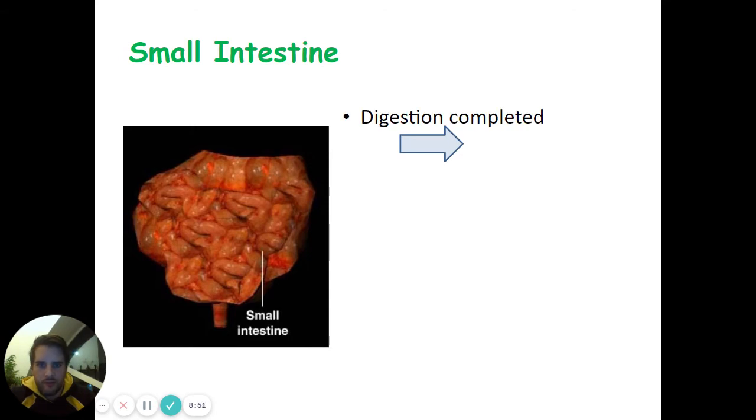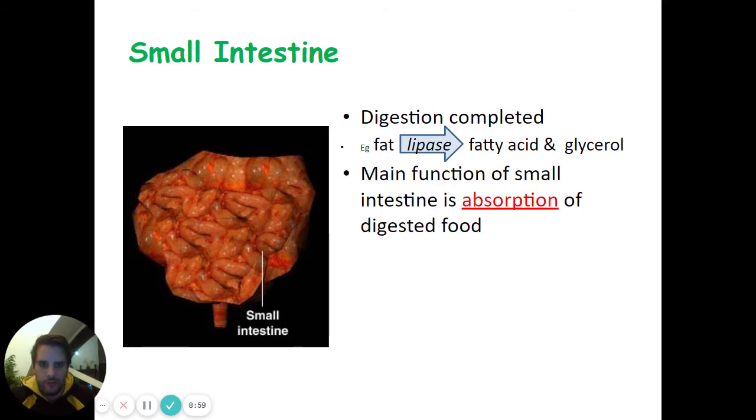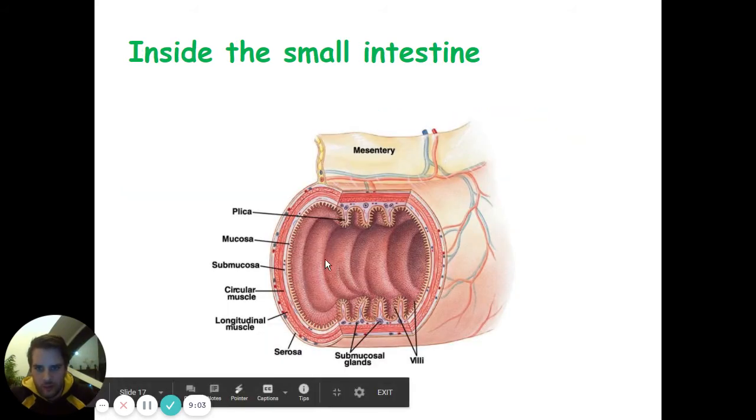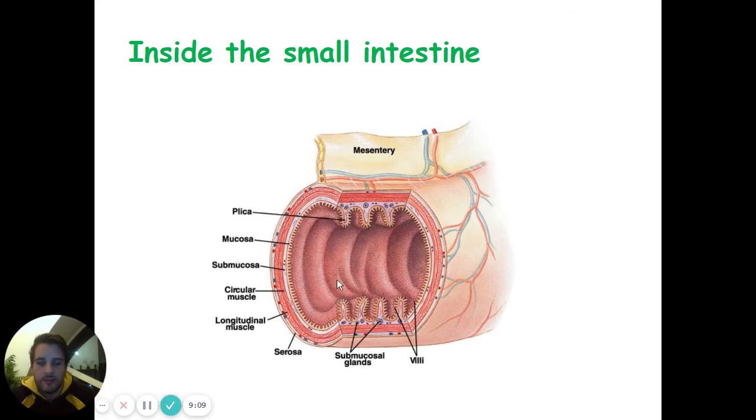There's a small intestine. So, for example, fat is broken down by the enzyme lipase into fatty acids and glycerol. Both these products have to be absorbed, okay? And that's a job of the small intestine. So inside it's a hollow tube, but the walls are not smooth. They're covered in villi because, you guessed it, that increases the surface area, so more surface to absorb. If you had a condition and you didn't have as many villi, you wouldn't be able to absorb as much food.